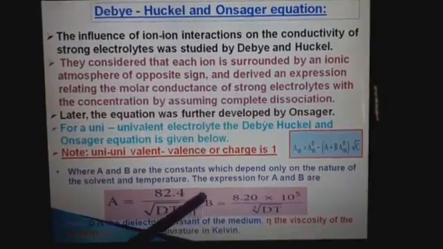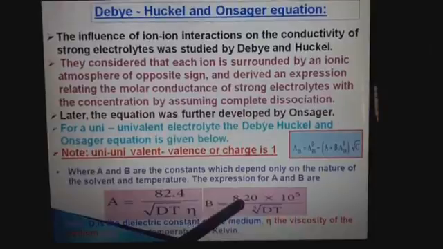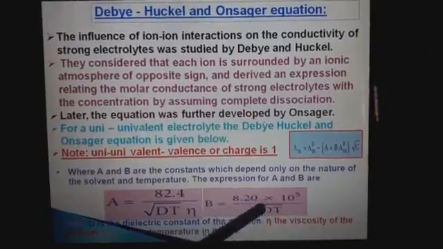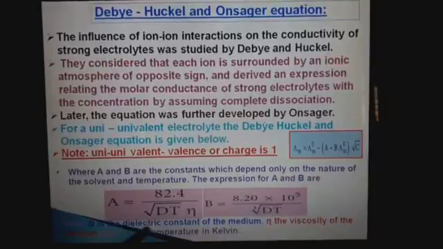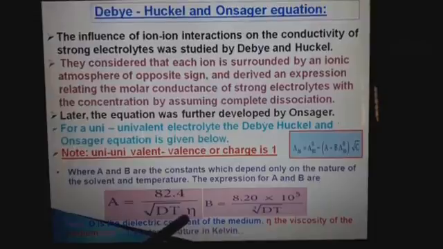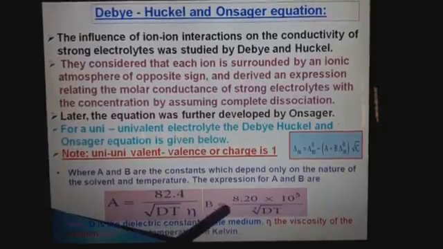This is A, and B is 8.20 into 10 to the power of 5 divided by root cube of D T, where D is the dielectric constant of the medium, T is the temperature, and eta is the viscosity. This is the term.